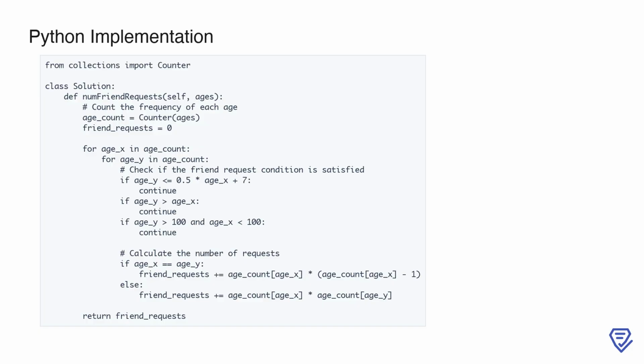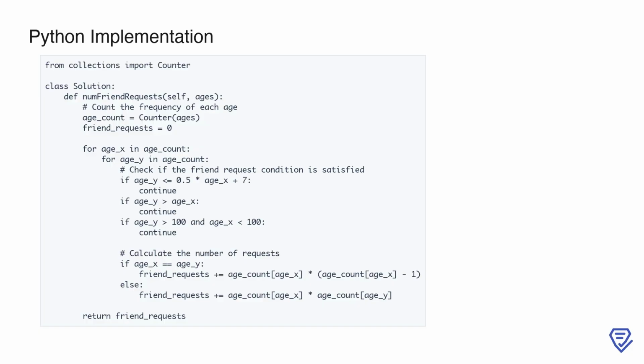3. Friend request conditions. The conditions specified in the problem are checked. Age_y less than or equal to 0.5 * age_x + 7. This ensures age_y is not too young relative to age_x. Age_y greater than age_x. This ensures age_y is not older than age_x. Age_y greater than 100 and age_x less than 100. This prevents unrealistic scenarios where a younger person requests an older one.